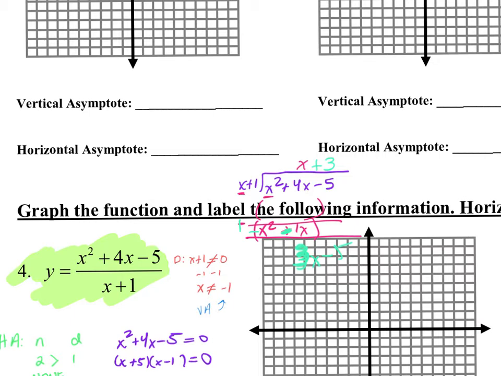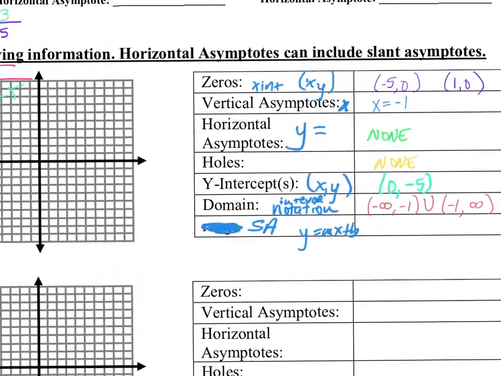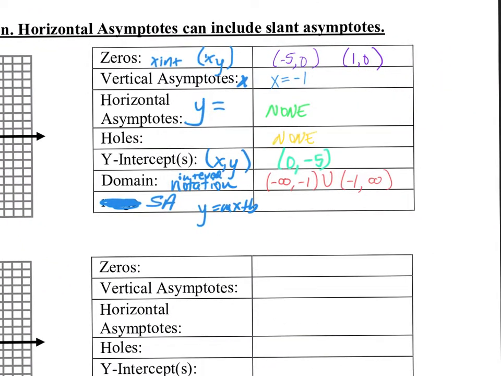So I would say I have a slant asymptote at, how would I write it? Y equals x plus 3. Perfect. Y equals x plus 3. If you guys don't write the y equals, I'm taking points off. It's very important that you guys see that.